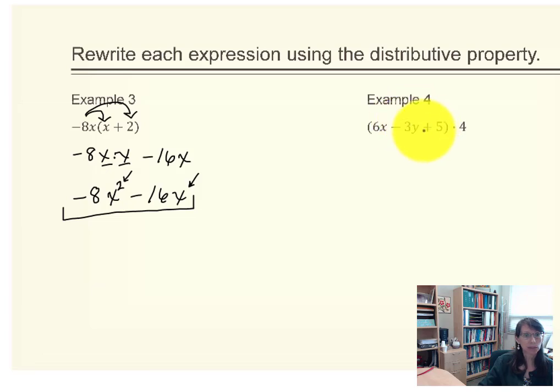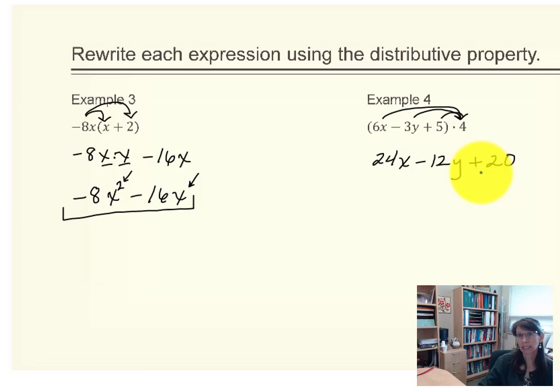In the last example here, this looks a little bit backwards from the way we normally see this. We've got a quantity and then multiplied by 4. So we could take our 6x and distribute that to the multiplication of 4. That gives us 24x. Then I'm distributing negative 3y times 4. That would be minus 12y. And last, distribute positive 5 times 4, and that would be positive 20.